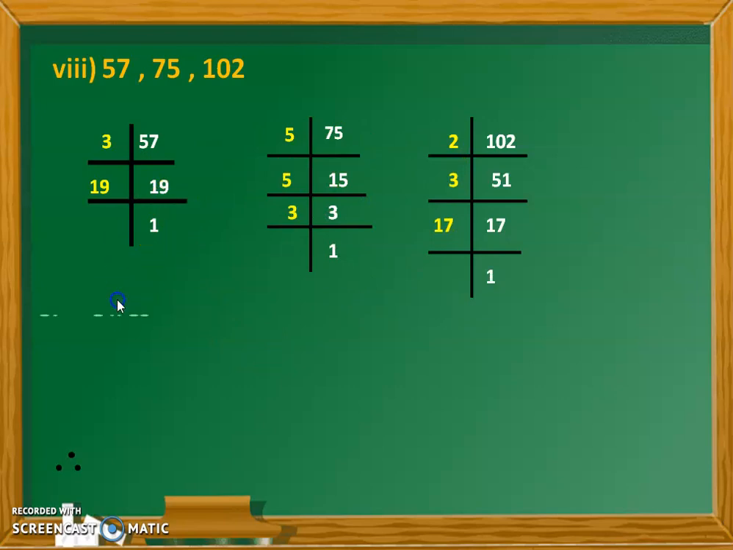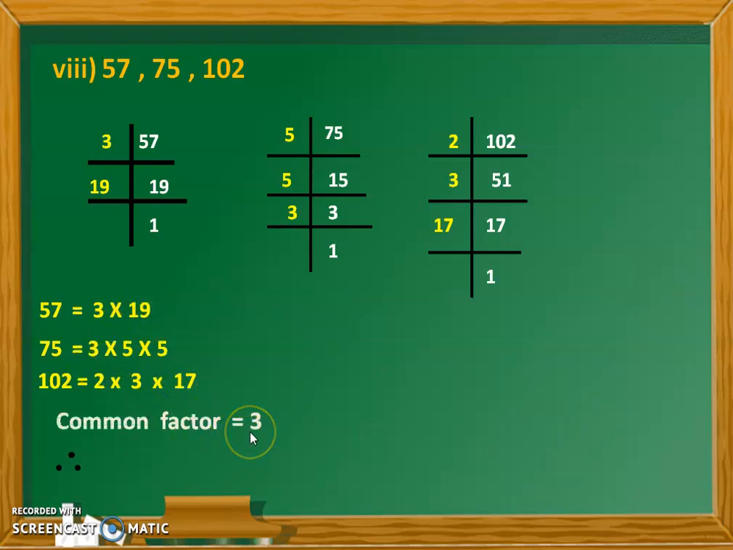So what is the next step? We are going to list them all together. So these are the factors. Now the same, we are going to find the common factor among them. If you observe, you get only 3 as common, because here we have 3 multiplied by 19. 19 is nowhere else. So that means only 3 will be the common factor among these 3. So the common factor is 3. So what would be the HCF of the numbers? You will get the HCF as 3. Therefore, the HCF of 57, 75 and 102 is 3.